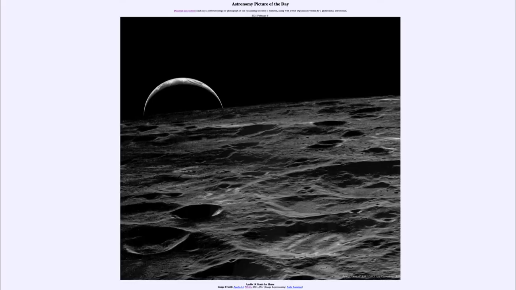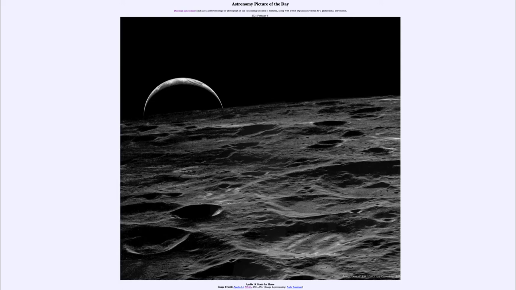One of the things that I like to do in each of my introductory astronomy classes is to begin the class with the astronomy picture of the day from the NASA website at apod.nasa.gov/apod. And today's picture for February the 5th of 2021 is titled Apollo 14 Heads for Home.